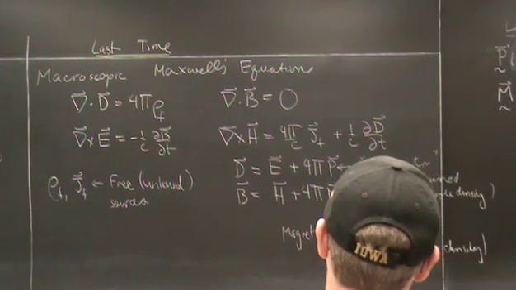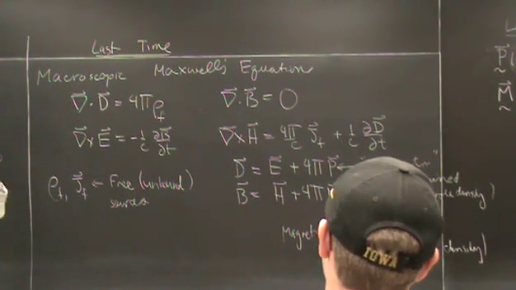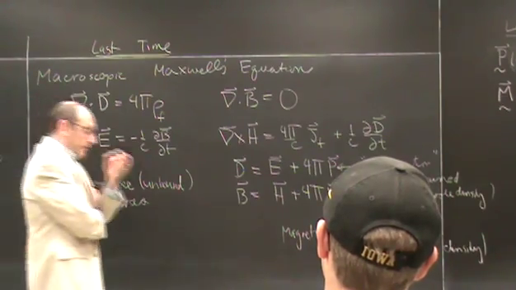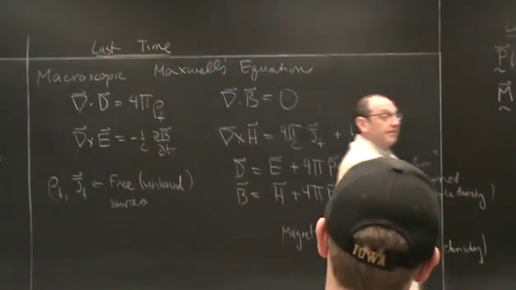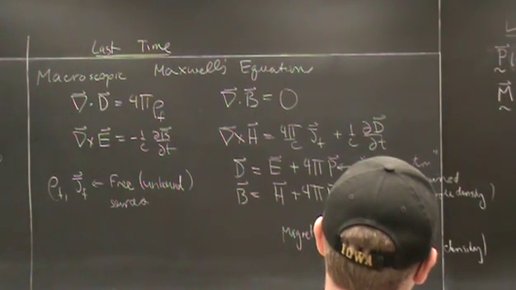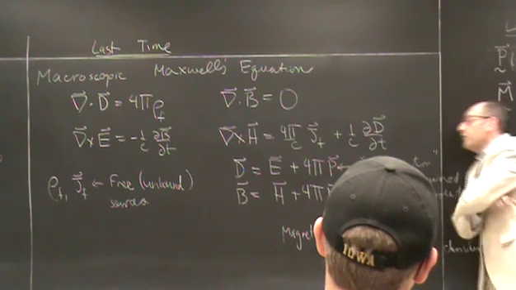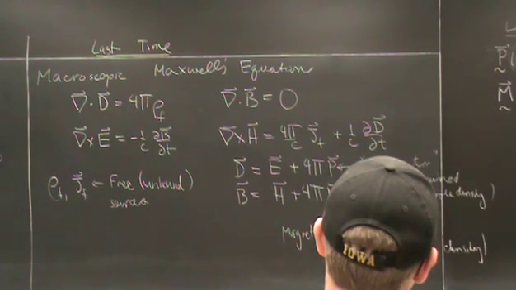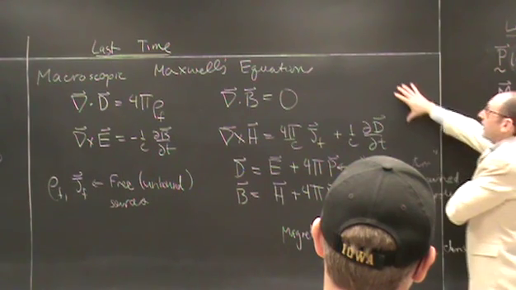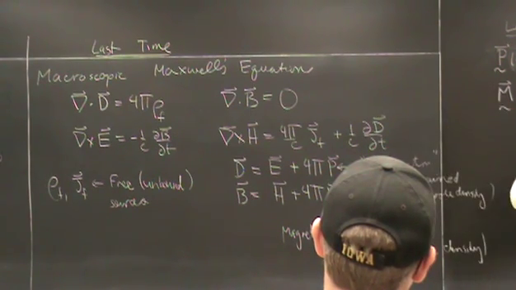And they are related to E and B, the microscopic physical fields that are related to the forces through the Lorentz force law, through combinations with the coarse-grained electric dipole density that we call the polarization, and the coarse-grained magnetic dipole density that we call the magnetization. So these are the form of Maxwell's equations after we've done that coarse graining.